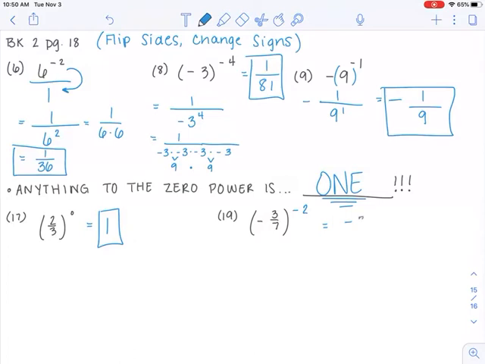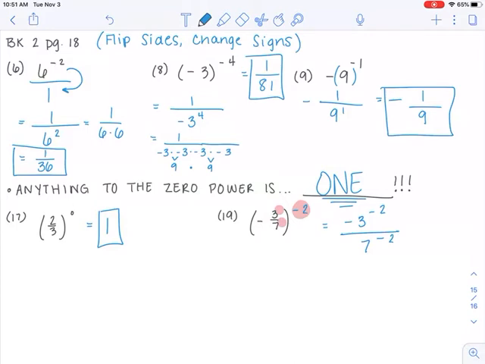Awesome. So I'm going to have negative 3 to the negative second power over negative 7 to the negative second power. So my negative 2 went to both my 3 and my 7. And I kept the negative sign with both of them. Or we actually only need it with 1, so I'm going to put it up with my 3.